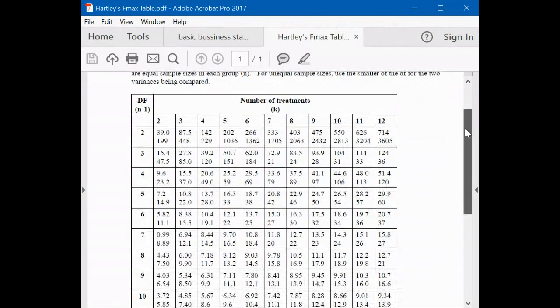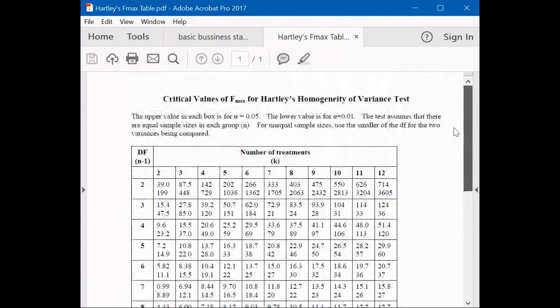We'll be checking if the variance from each treatment, remember, at first we're checking if the means are what? The means are the same, right? From each treatment. Now, this table is only meant to check if the variances from each treatment are equal or not. So to understand, the table works like this.